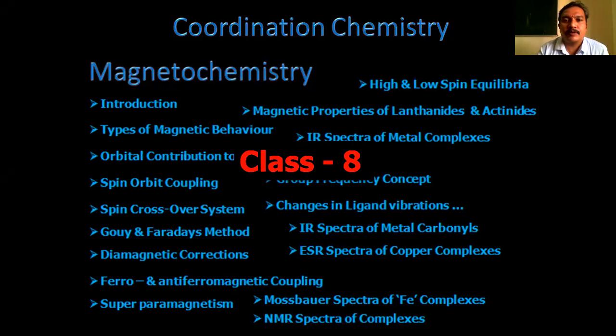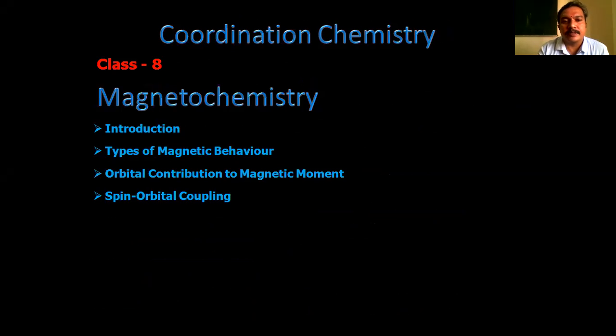Continuing my classes on coordination chemistry, magnetochemistry of coordination compounds. In the previous class, I explained the introduction to coordination compounds, types of ligands, transition metal d-block and f-block elements, types of magnetic behavior, and orbital contribution to magnetic moment. In this class, I'm explaining spin orbital coupling.